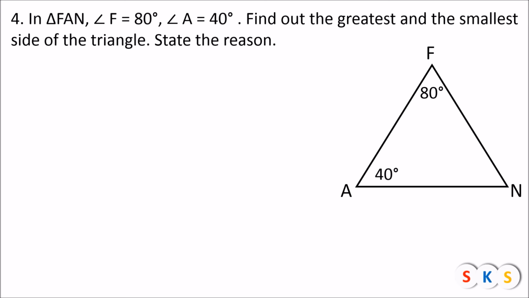Now here we are going to use one important property. Side opposite to greater angle is greater, and side opposite to smaller angle is smaller. You can see that in this triangle the measures of two angles are given, that is angle F and angle A. Angle N is missing. So what we will do over here, we will find the measure of angle N.